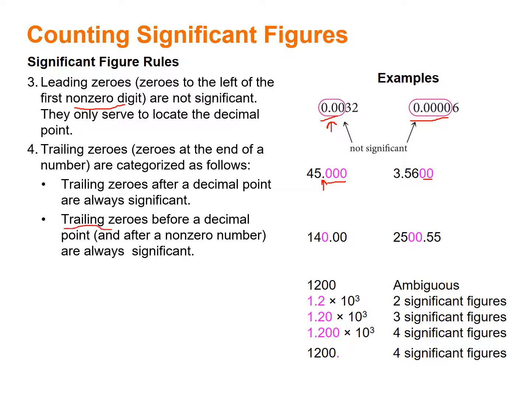Trailing zeros before a decimal point are always significant. So here's my decimal point. This is a significant figure because it is before a decimal point. Here's my decimal point. So these zeros are significant.